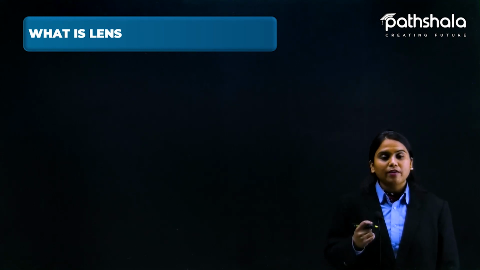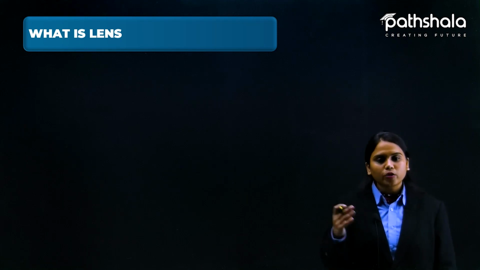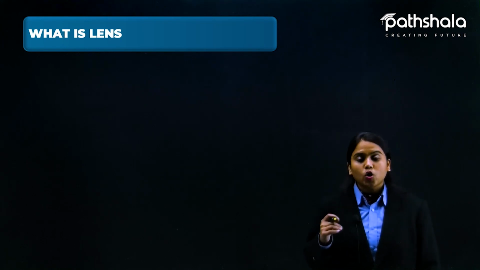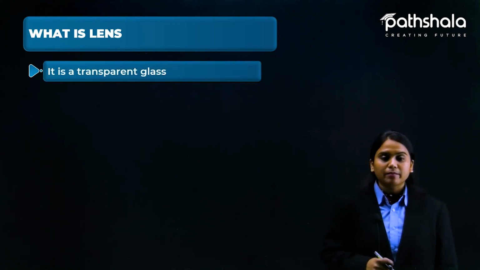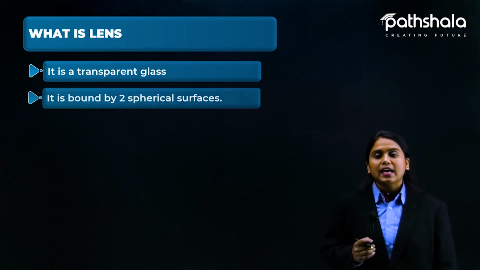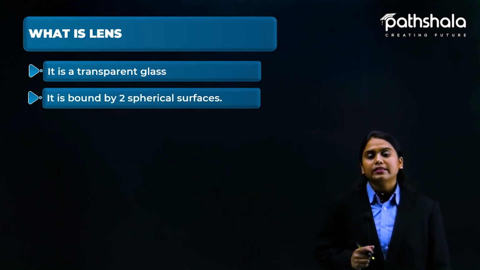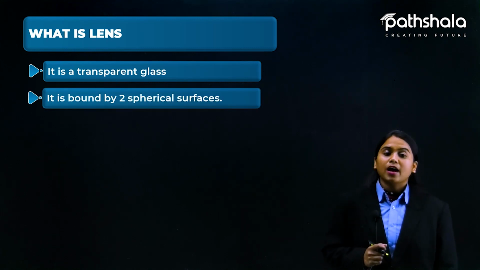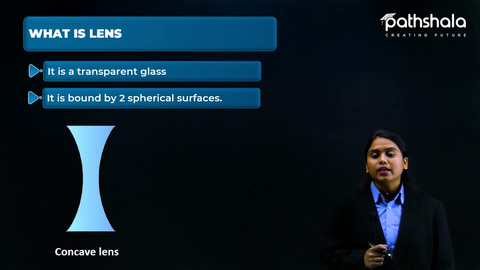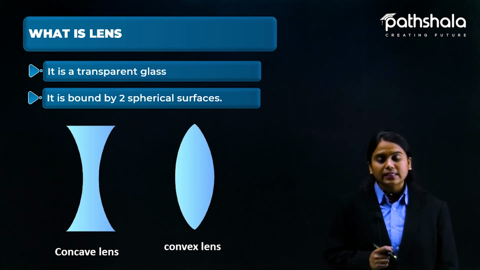The lens you have heard of might be different from my definition, but yes, a lens is made up of glass. This is a transparent medium, transparent glass, and we cut it into two equal pieces, and two spherical surfaces are made out of it, and accordingly we give them a shape. So this is a concave lens and this is a convex lens.